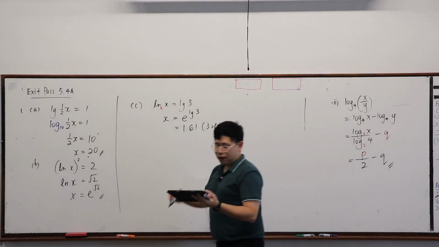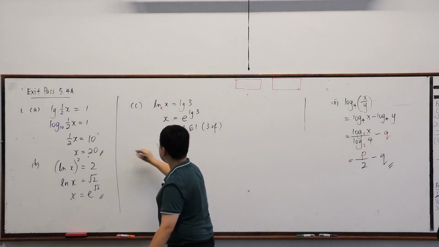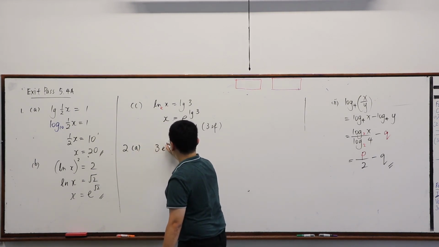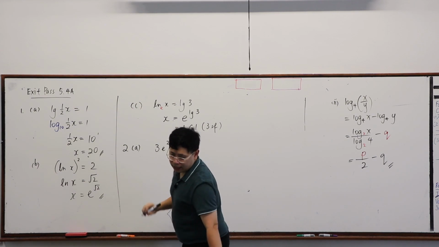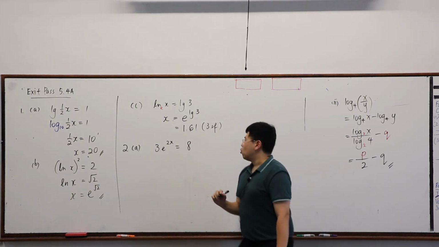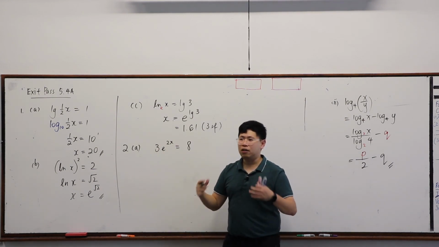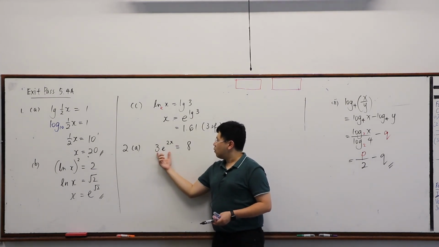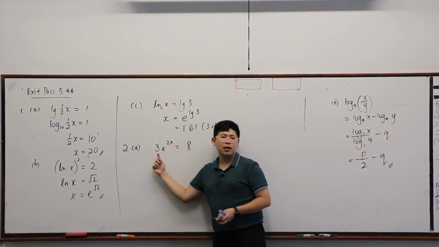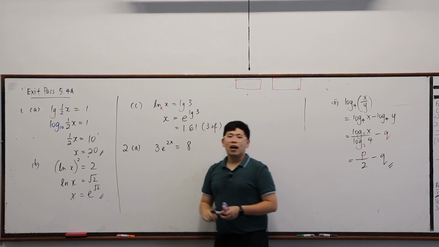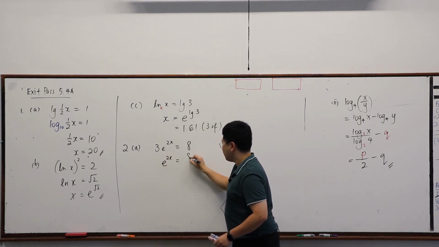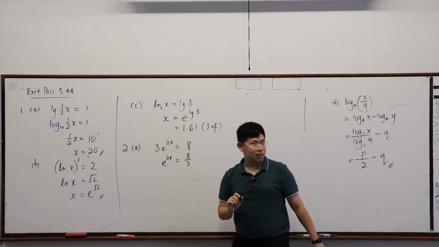Okay, next one, find the value of each of the following equations. So the next type of question is we need to do a bit of solving. Now the x is in the index. Okay, now the x is in the power. So what we need to do is get rid of the shu. For this one, x is all the way inside. Where is the shu? The shu is my number 3. Okay, how to remove number 3? Divide by 3. So e to the power 2x is equals to 8 over 3.